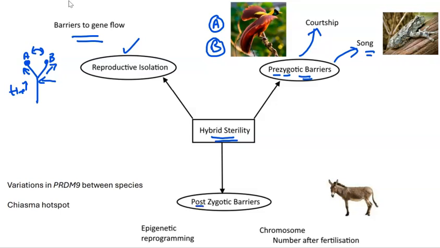There are also postzygotic barriers to creating this hybrid sterility. The classic one, of course, is the mule, which is a cross between a horse and a donkey. Whilst the mule is an exceptional animal, extremely sturdy and very famous for its role in the colonization of the Americas, despite its tremendous uses as a pack animal, mules cannot breed with mules because they are sterile.